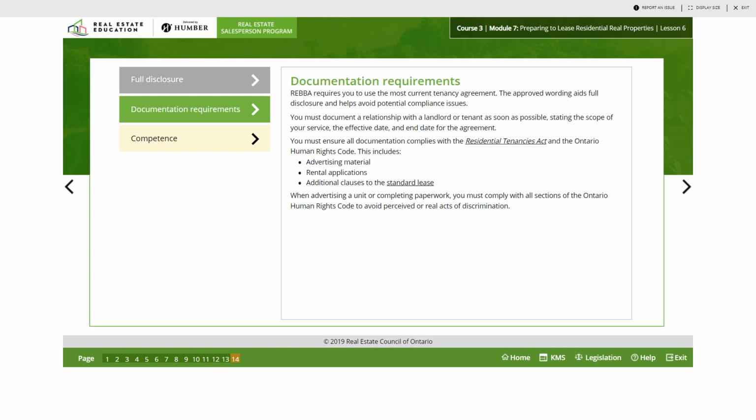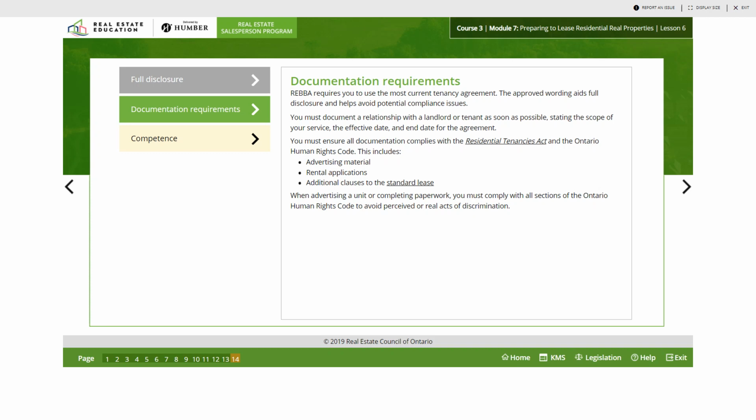Documentation requirements. REBA requires you to use the most accurate approved tenancy agreement. The approved wording aids full disclosure and helps avoid potential compliance issues. You must document a relationship with the landlord or tenant as soon as possible, stating the scope of your service, the effective date and end date of the agreement.